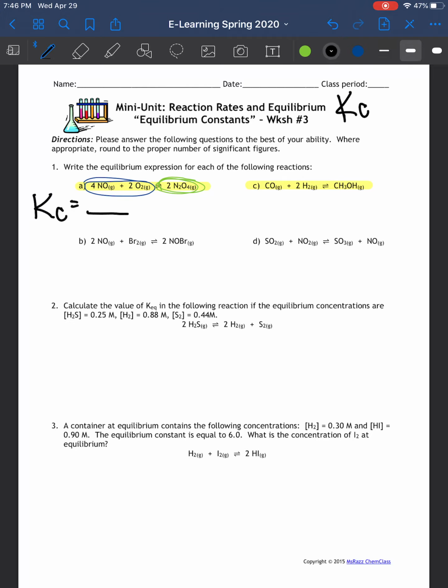One thing to remember while writing our equilibrium expressions is first to make sure that the equation is balanced. Letter A, I already double checked, is already balanced.